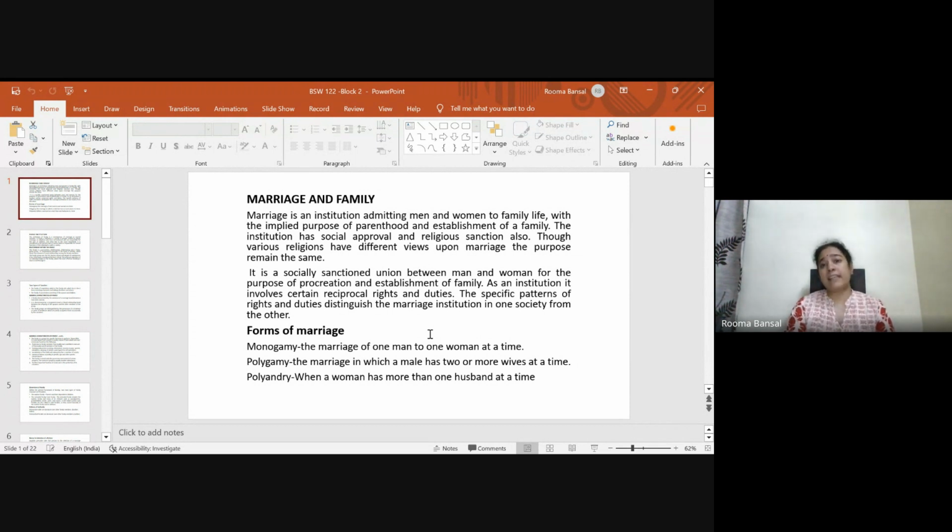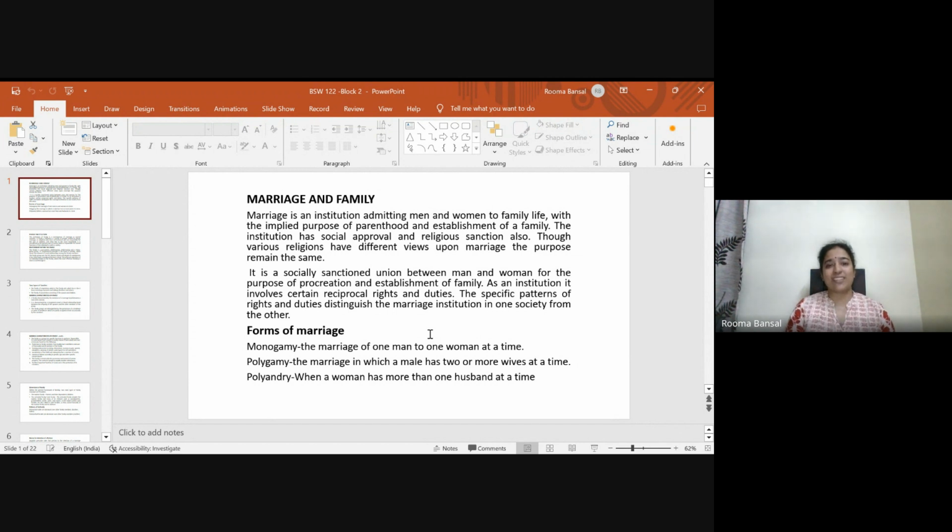Though various religions have different views upon marriage, the purpose remains the same. It means basically marriage is an institution approved for parenthood and the establishment of a family. It is a socially sanctioned union between men and women for the purpose of procreation and establishment of family.